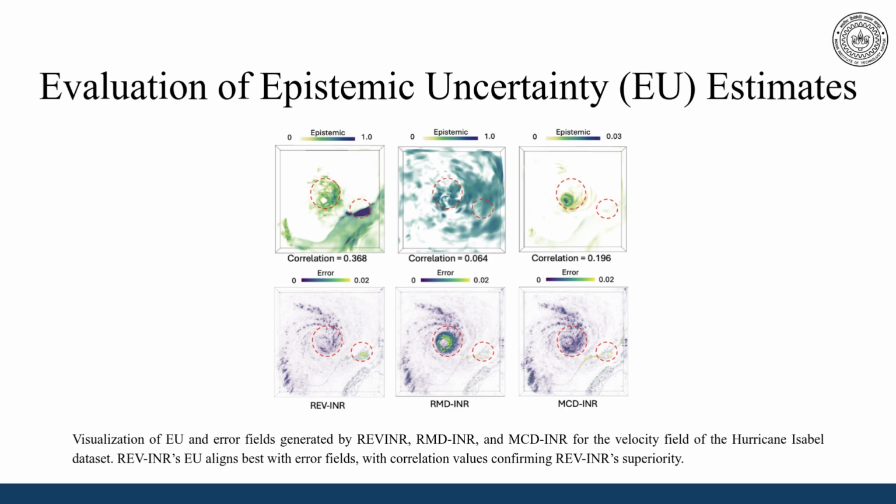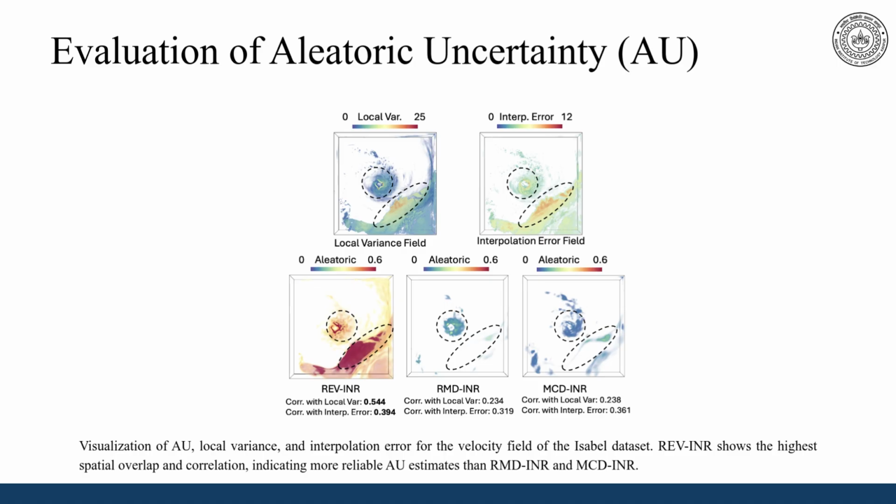For epistemic uncertainty, we compare predicted EU with actual error fields. REV-INR shows the strongest spatial alignment and highest correlation, indicating well-calibrated model uncertainty. We compare AU with local data variance and interpolation-based error introduced during downsampling and upsampling. REV-INR consistently shows the highest spatial overlap and correlation with both local variance and interpolation error, indicating meaningful data-level uncertainty estimation.